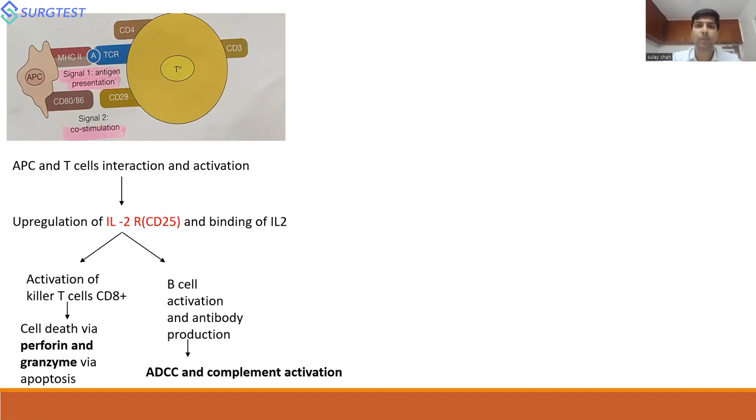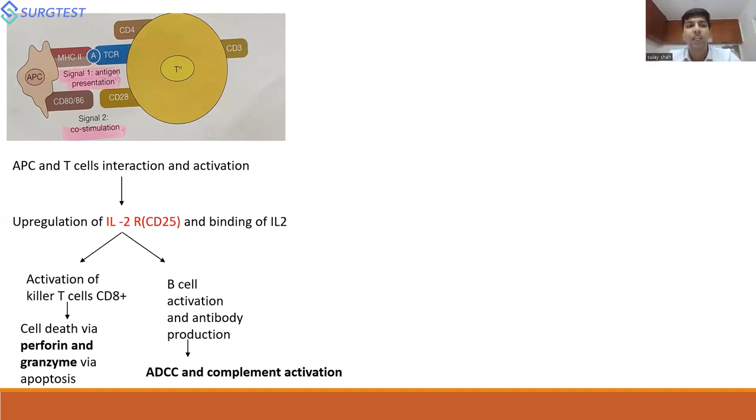Just remember there are two signals. One is antigen presentation, that is the epitope. Second is co-stimulation, which can be of a variety of types. These two lead to upregulation of interleukin-2 receptors. This you'll have to remember. Why, I will explain later, but remember that the ultimate outcome is interleukin-2, which is the primary cytokine. A lot of times the cytokines can vary, but the primary cytokine is interleukin-2, whose receptor is upregulated after the activation happens.